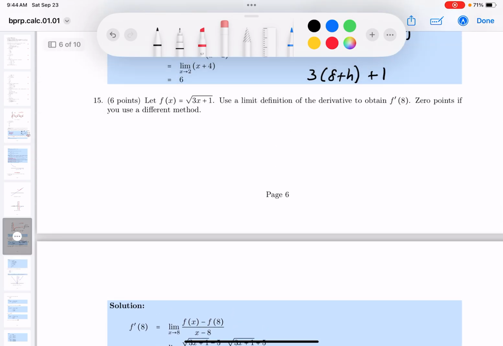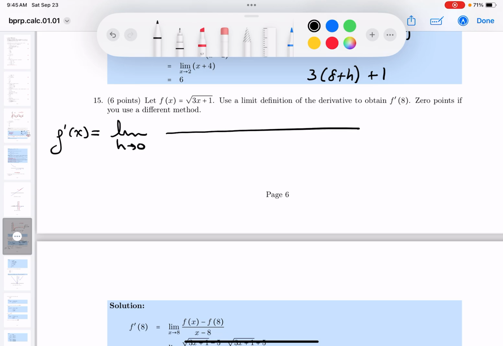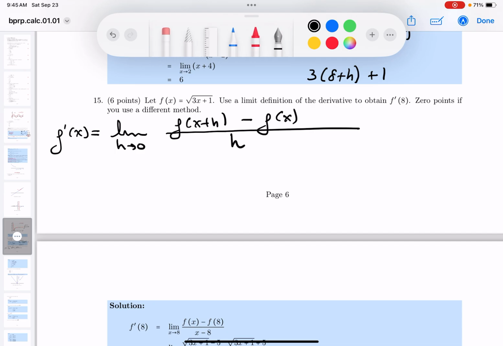There's another definition I want to write down. It's probably the most famous one. I'll write this over here. f prime of x. I'll put the 8 in later, by the way. Limit as h goes to 0. And what happens here? It's going to be f of x plus h minus f of x over h. That's one definition. That's writing down a function for what f prime is. And you could do that, but I'm not saying you can't. What I want to do, though, is replace the x with 8.